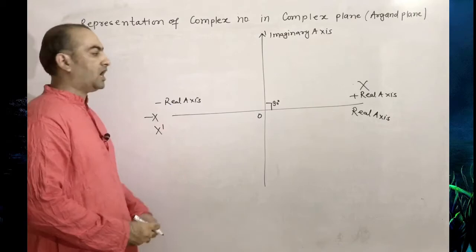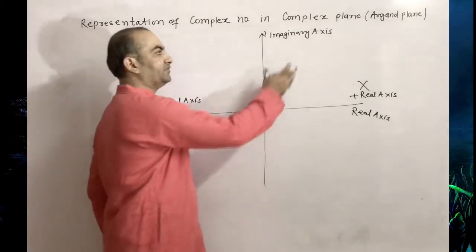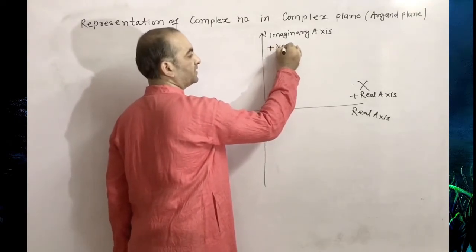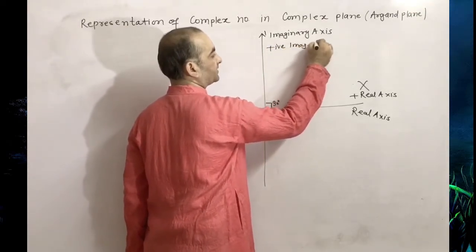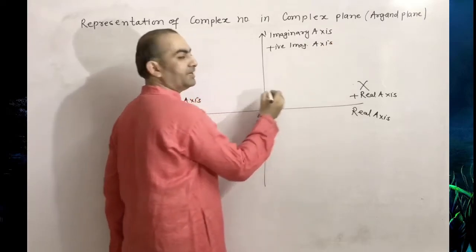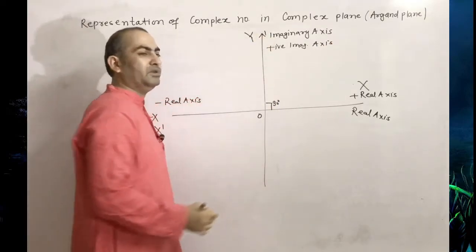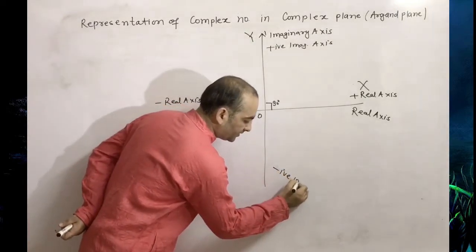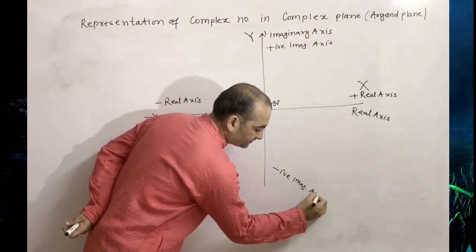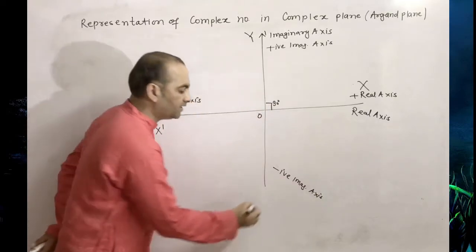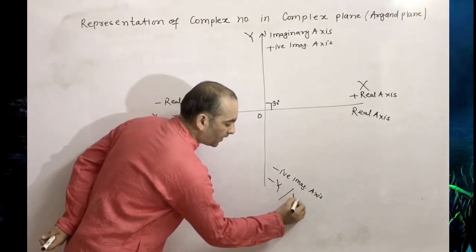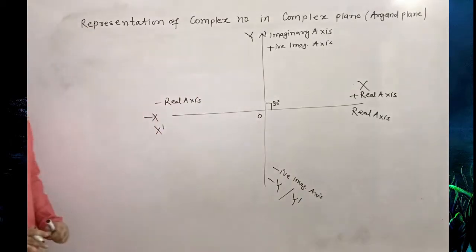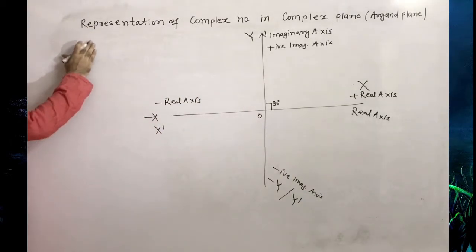Similarly, above origin imaginary axis we call what? Positive imaginary axis, and it is denoted by capital Y. Similarly, below we call what? Negative imaginary axis, and it is denoted by minus y, or we can denote by y dash. This plane is called what? Complex plane. Now we are discussing representation of complex number.